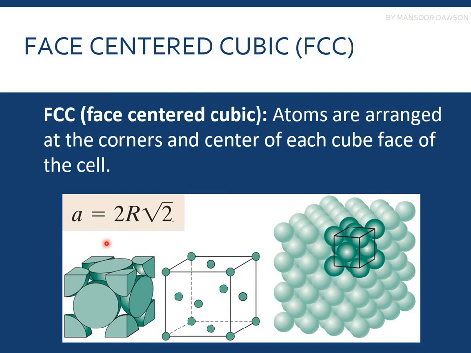So a is basically the edge length, that is this side. And in a cubic system, you know that a is equal to b and equal to c. That means that the length, breadth, and height are the same in the cubic structure. So this is not a simple cubic, but a face-centered cubic. We have calculated this edge length to be 2r root 2, which we'll be discussing in another video in detail.